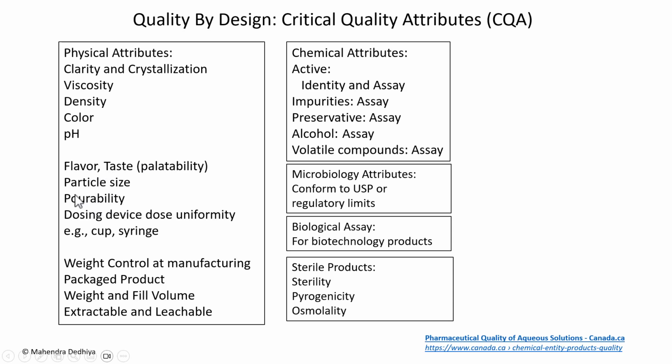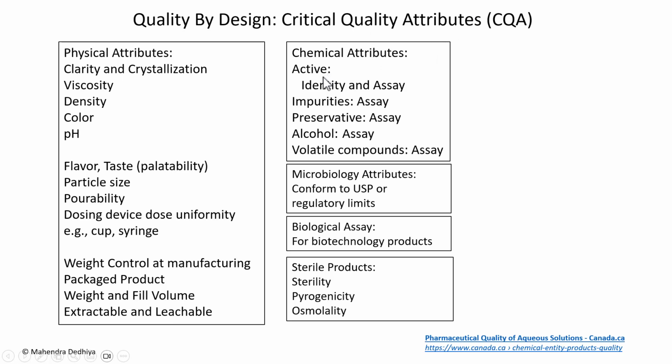Pourability for oral solution, dosing device, dose uniformity. In an earlier module, we looked at how, if we adjust the density of the product, dosing device uniformity is complied with. Weight control during manufacture, packaged product weight and fill volume, extractables and leachables from the container closure systems. All the quality attributes, depending on the product, could become critical quality attributes.